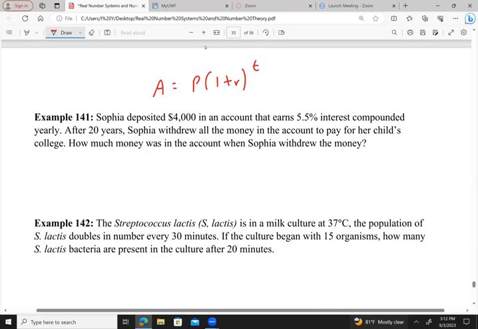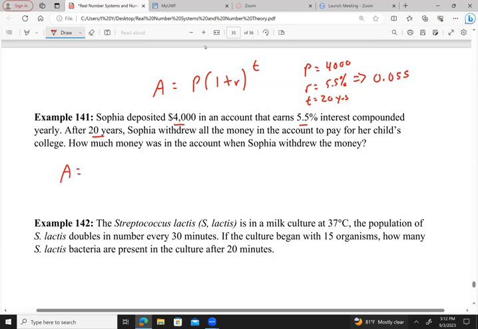So Sophia deposited $4,000 in an account that earns 5.5% interest compounded yearly. After 20 years, Sophia withdrew the money in the account to pay for her child's college. How much money was in the account when Sophia withdrew the money? So our P is our principal amount, the amount she started with, 4,000. Our interest, our R, is 5.5%, but we need it in decimal form of 0.055, and our T in this case is 20 years. So we have everything we need for the formula.